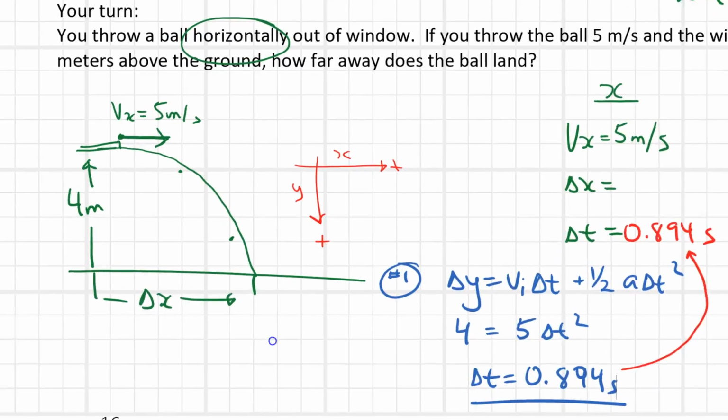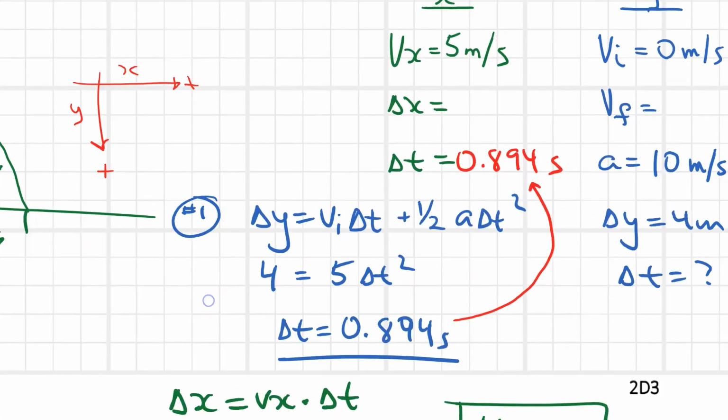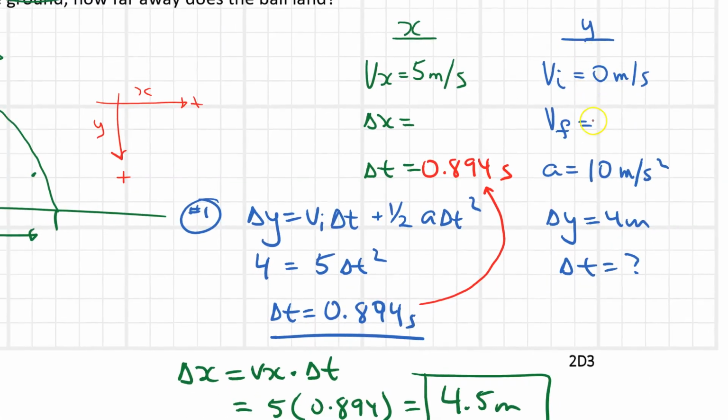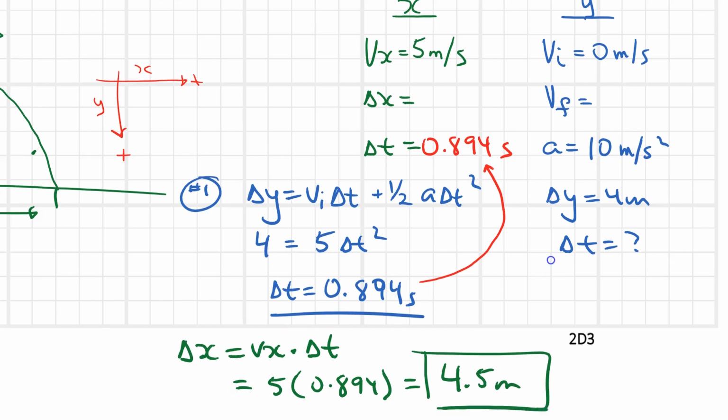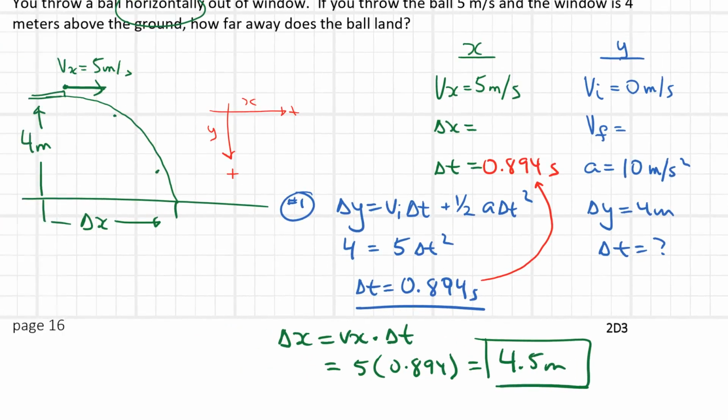Alright, I've got an answer here for you. Hope it worked out okay. The first thing is I made sure I indicated which way is positive for both my x and my y values. I decided to make down positive for y again, so these are my y and my x. Again, I used equation number 1. It works out to the time is 0.894 seconds, and so I plug that time in the x side, and when I solve for delta x, I got 4.5 meters. So I hope that went okay for you. Here, I'll just zoom out so you can see the whole thing.